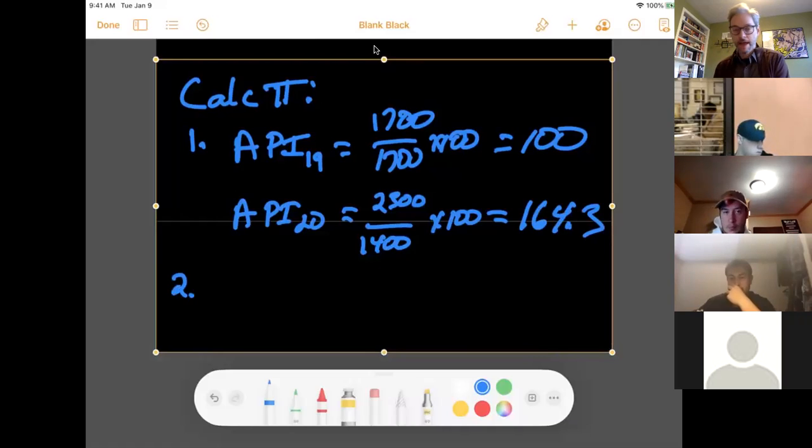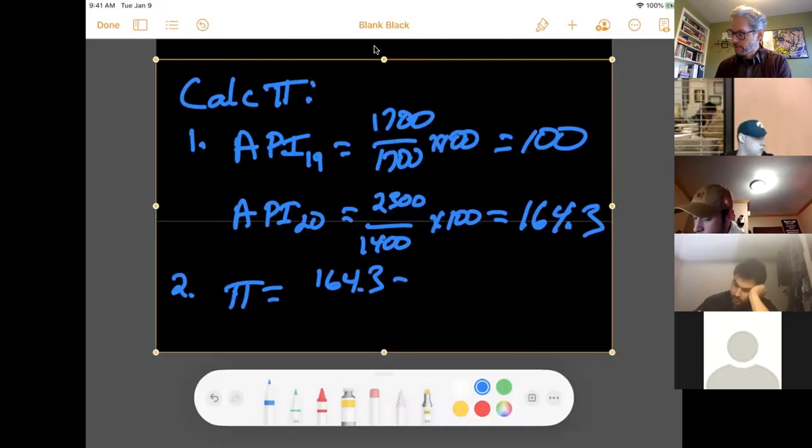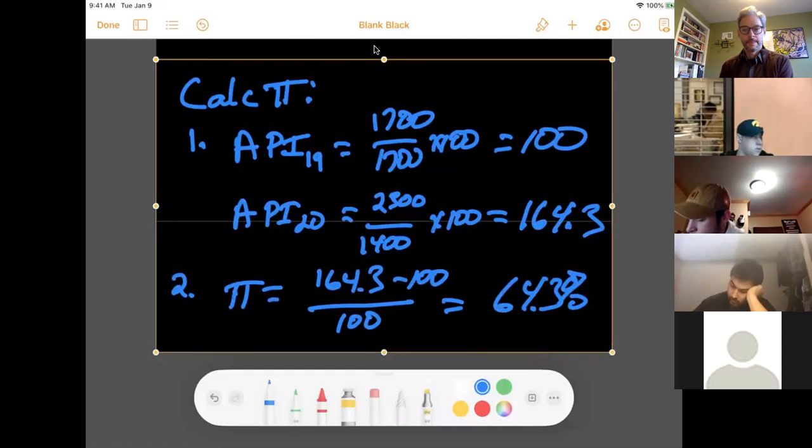And then the second step is we calculate the inflation rate, which is the percent change in this. So we take the new observation minus the old divided by the old. And what do we get? 64.3%. That is the measure of inflation.